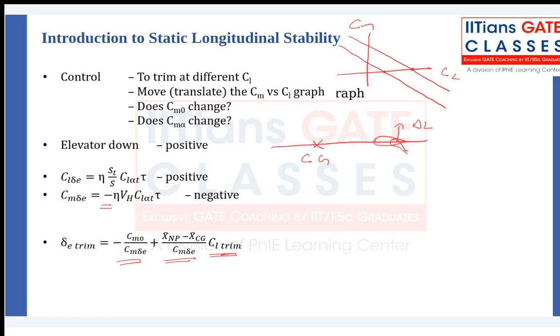So if your graph is delta E trim versus CL trim, will it have a positive or negative slope? Negative slope. So it will look something like this. Alright? Because your XNP minus XCG for a stable aircraft is positive, CM delta E is negative, hence your slope is negative. Alright. Now let's move on with the questions.